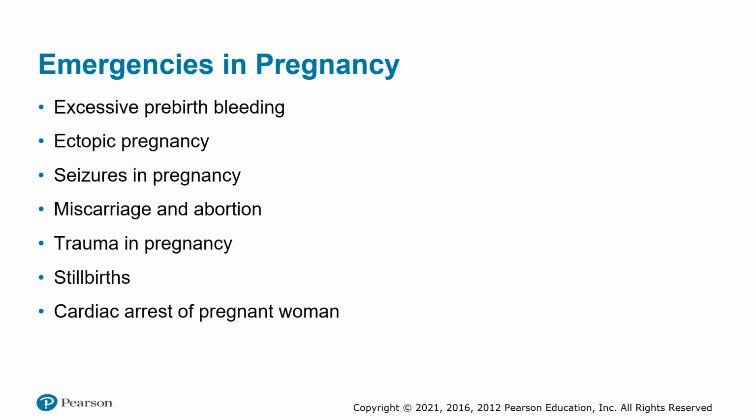So, some emergencies in pregnancy. We have excessive pre-birth bleeding, ectopic pregnancy, where the egg gets implanted and fertilizes in the fallopian tube. They can have seizures, like with eclampsia. They may have a miscarriage or traumatic abortion, some type of trauma in pregnancy, a stillbirth, and they may also have cardiac arrest.